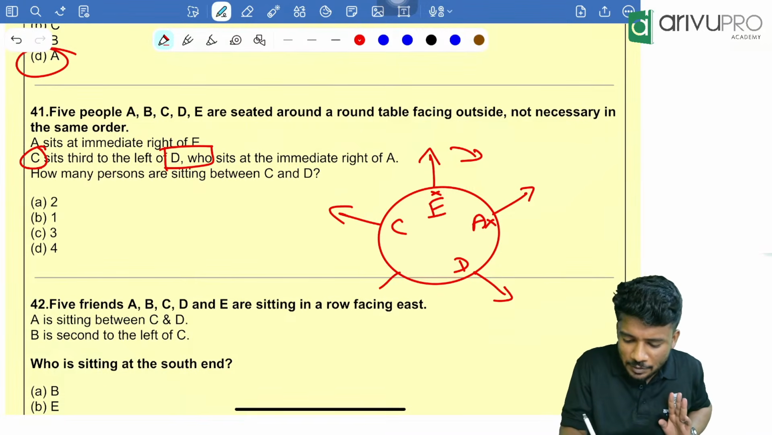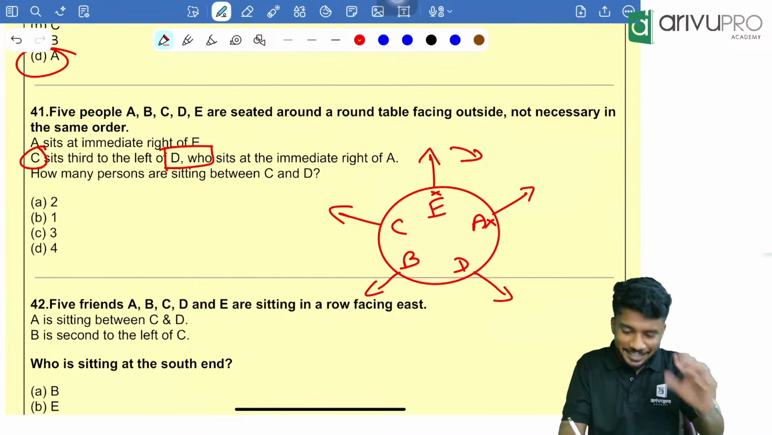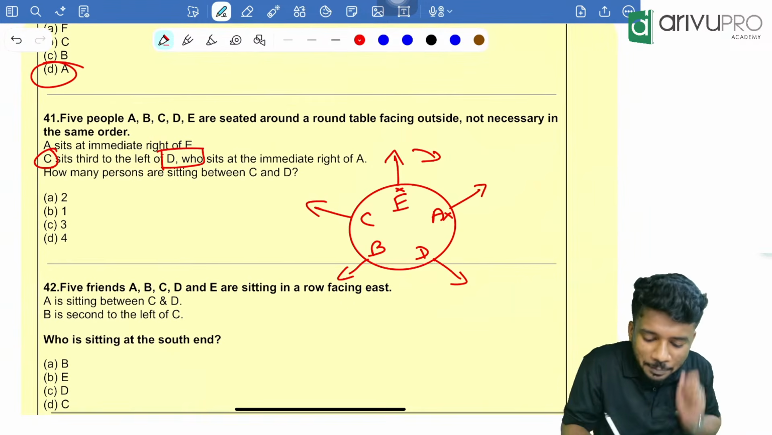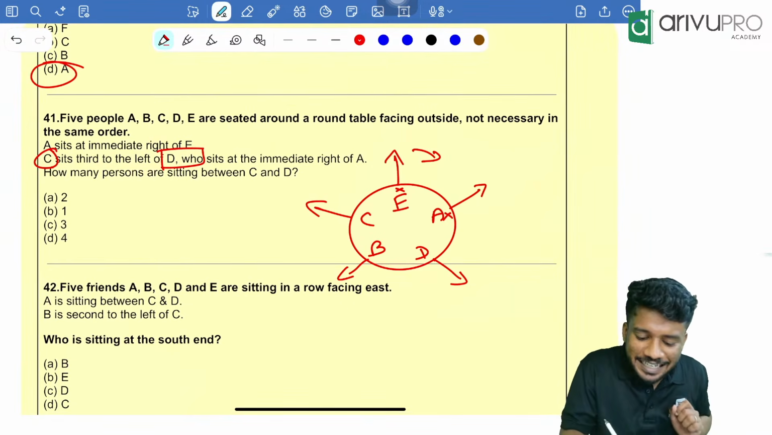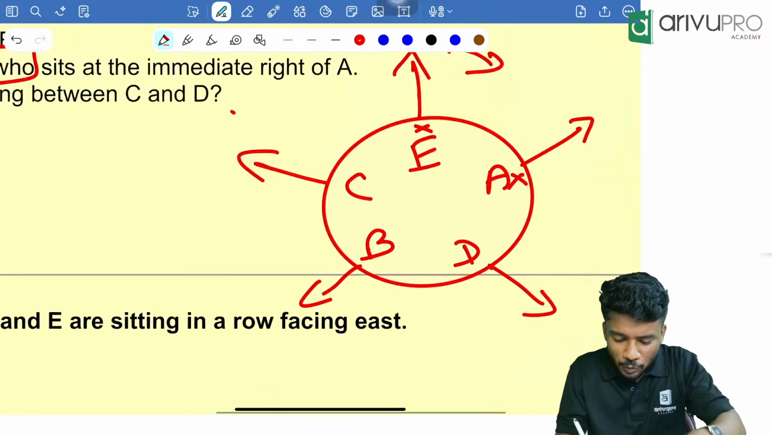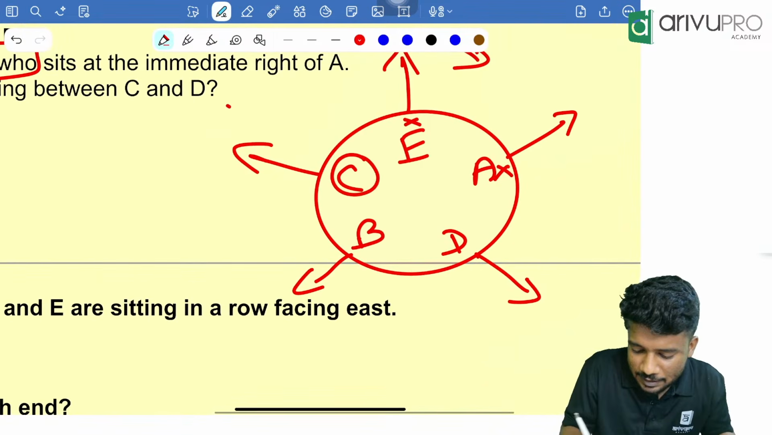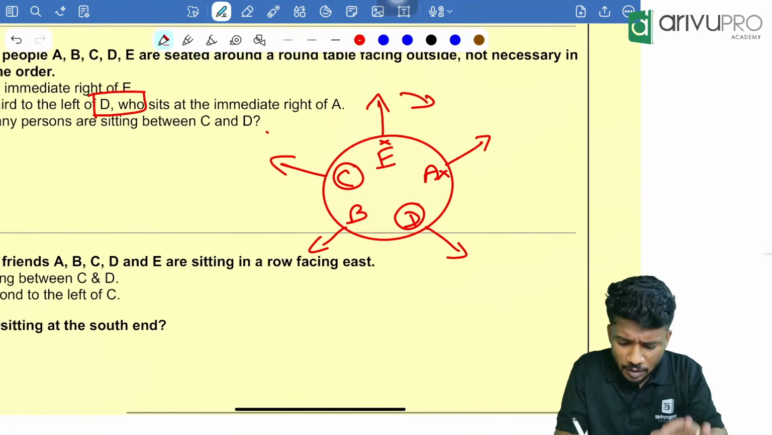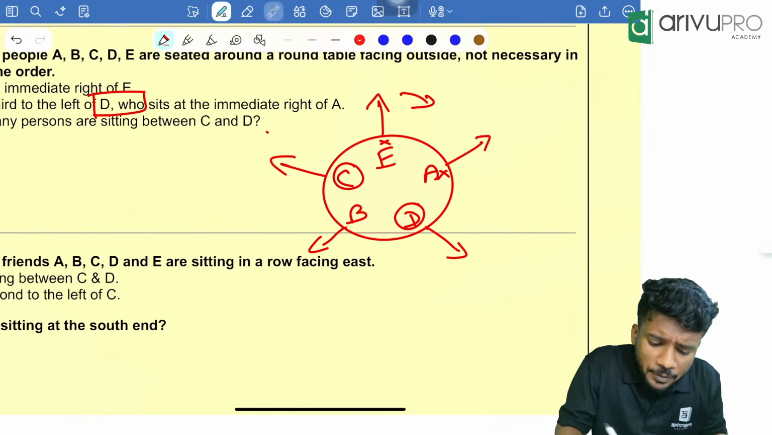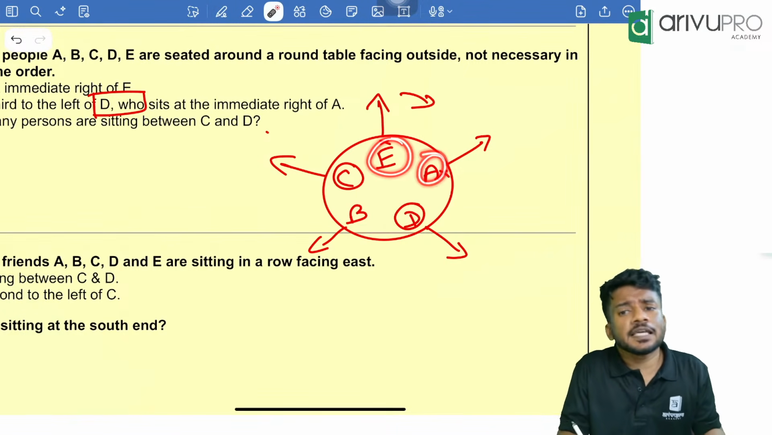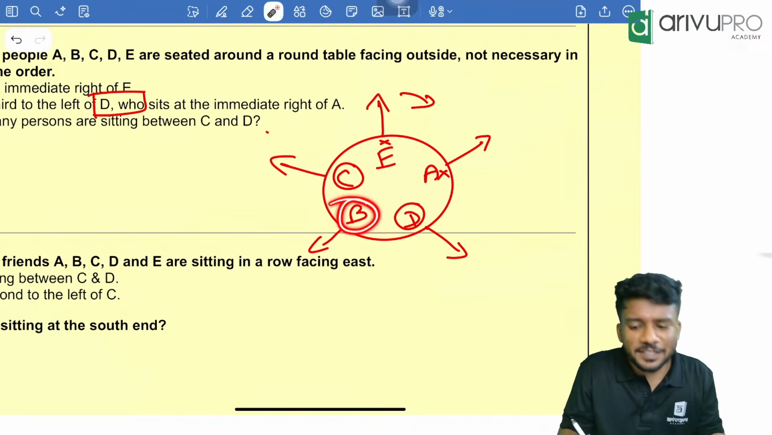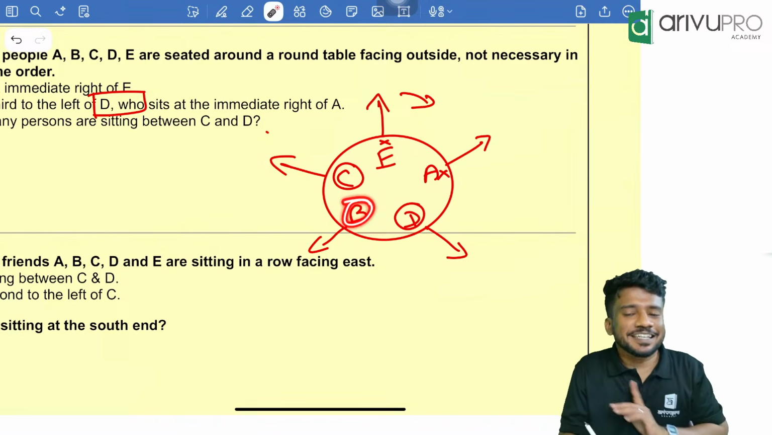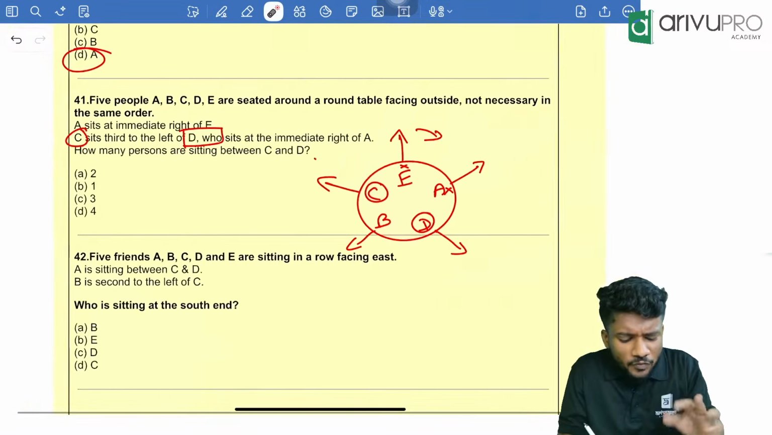Now, which person is remaining? B is remaining. Now, the question is, people, how many persons are seated between C and D? Look here, people, C and D. Now, two options are possible. One possibility is two people are sitting, E and A. Another option is one person B is sitting. So, two possibilities are there. Which one will you choose?